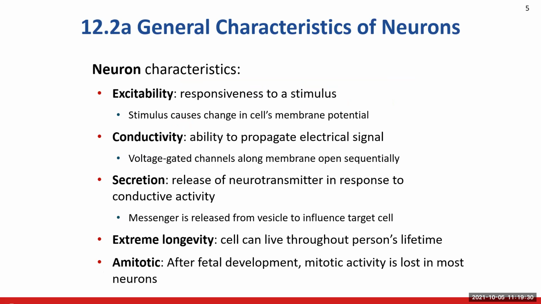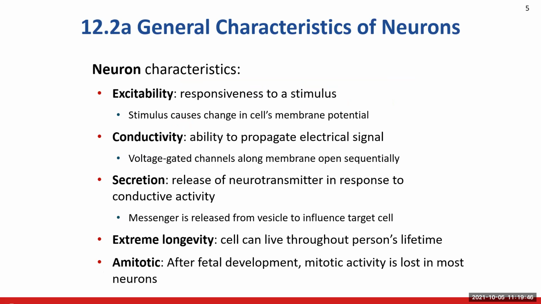Okay. So now that we have a little bit of an idea of the organization, both anatomically and physiologically, of our nervous system, let's get on and talk about some of the characteristics of the neurons.